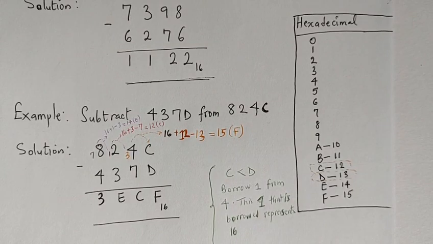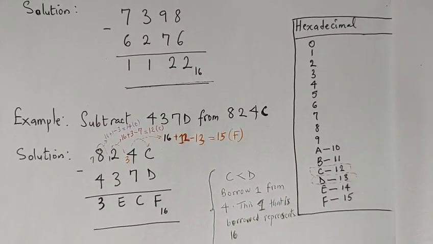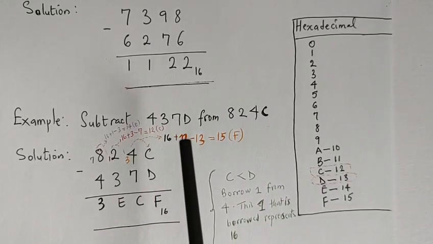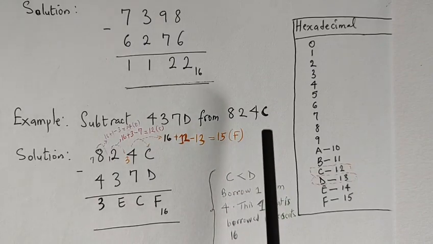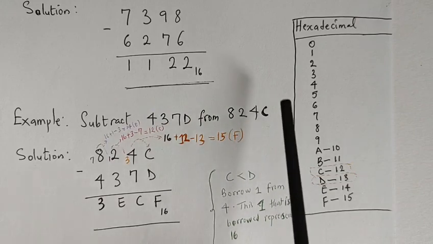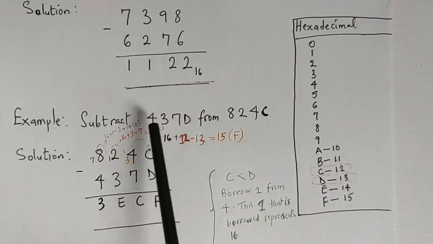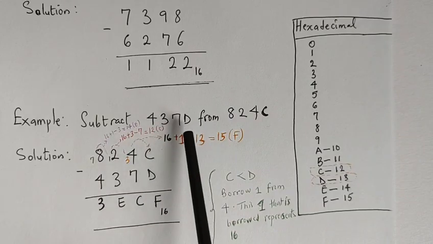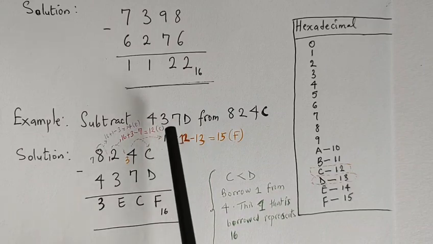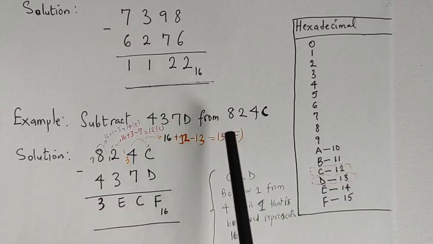Now the second example says subtract 437D from 824C. So this is already in base 16 because you have alphabet included among the numerical values. So once you have alphabet included, you should know that this is base 16 even without indicating it.